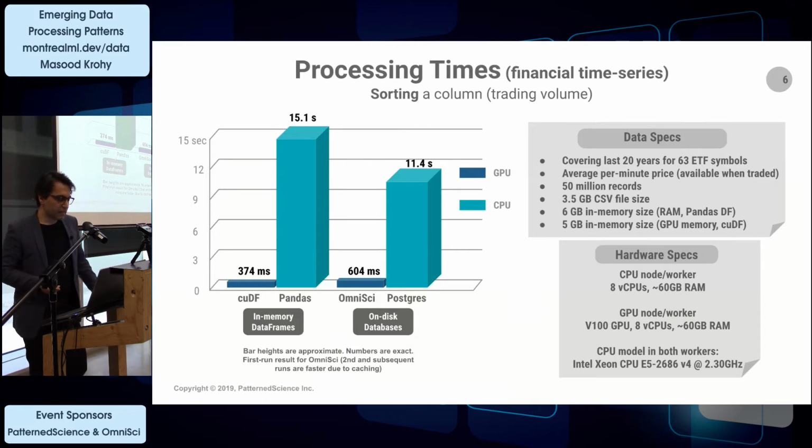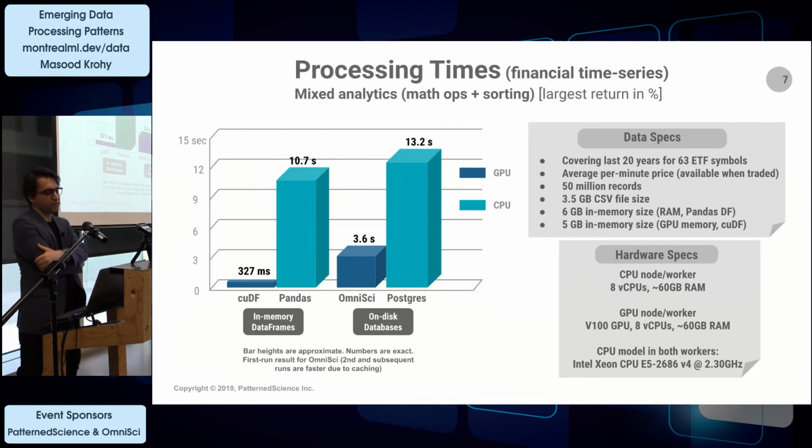And this is the second query, a sorting operation. It's the same column, the volume. Now we just sort it. You just want to say, put the maximum on top, in descending order. That would take about 11 seconds on Postgres, over half a second for OmniSci, 15 seconds for Pandas, and cuDF around 370 milliseconds.